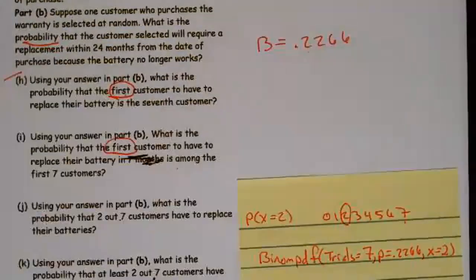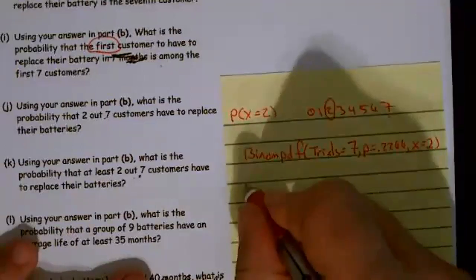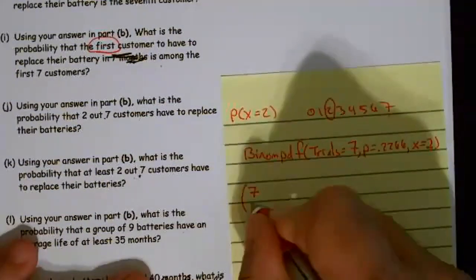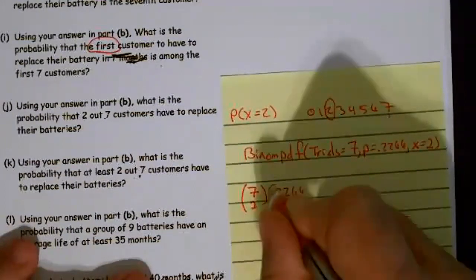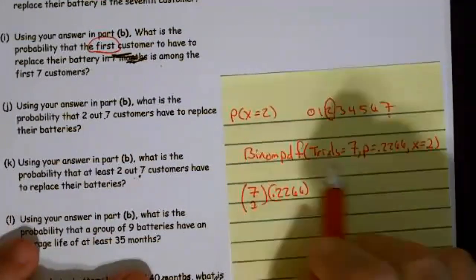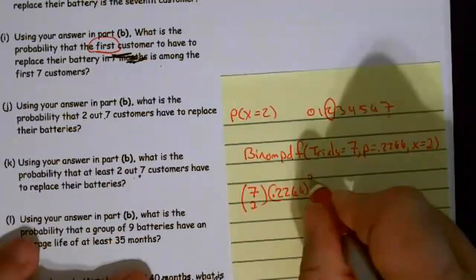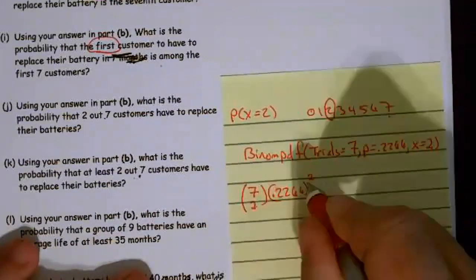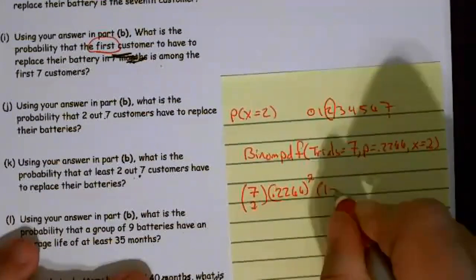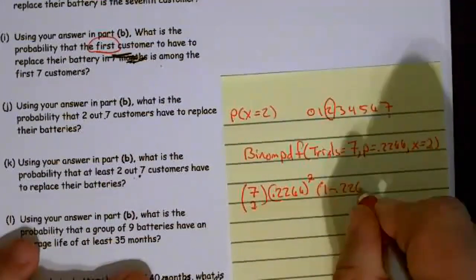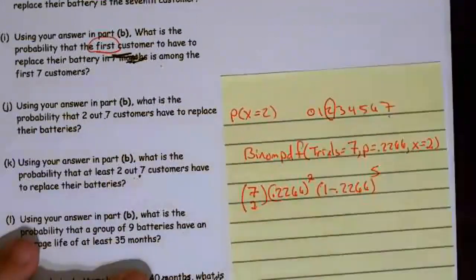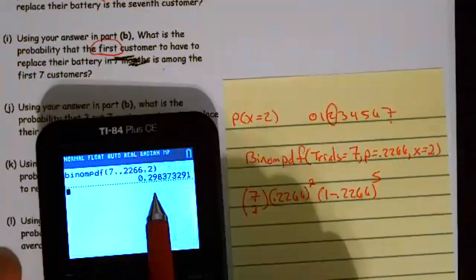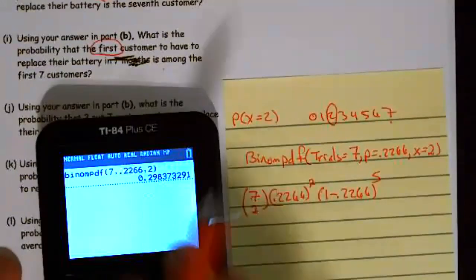But now I need to show my math. Well, in this case, 7 choose 2, 0.2266, and to the second power. So whatever's here is what's going there. 1 minus 0.2266. 7 minus 2 is 5. And that equals 0.2983.